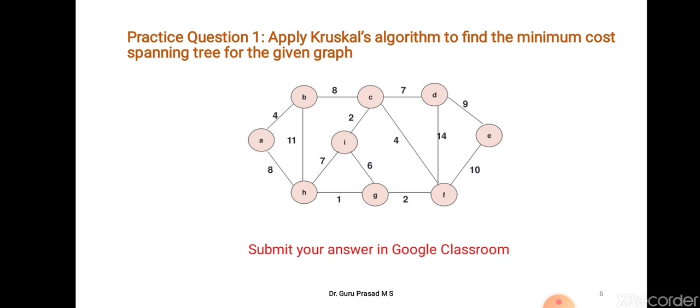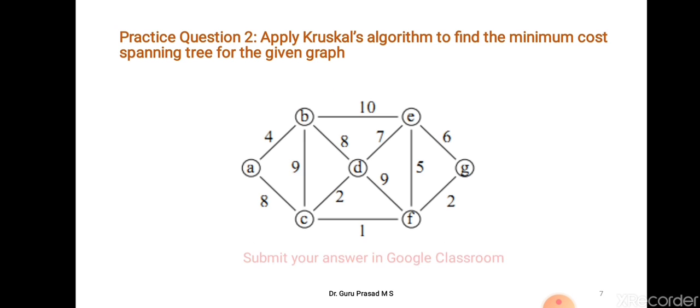Practice question 1. Apply Kruskal's algorithm to find the minimum cost spanning tree for the given graph. Students, solve this one and submit your answer in Google Classroom. Practice question 2. Apply Kruskal's algorithm to find the minimum cost spanning tree for the given graph. Students, solve this problem and submit your answer in Google Classroom.